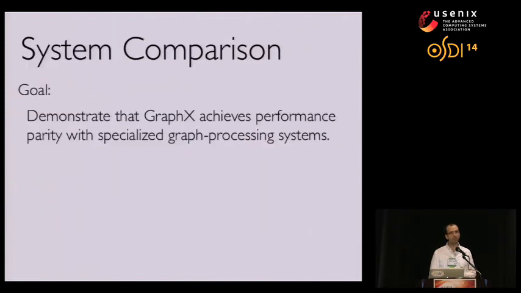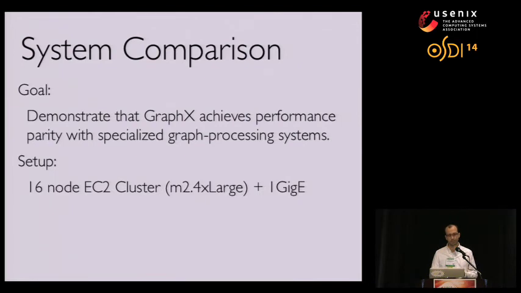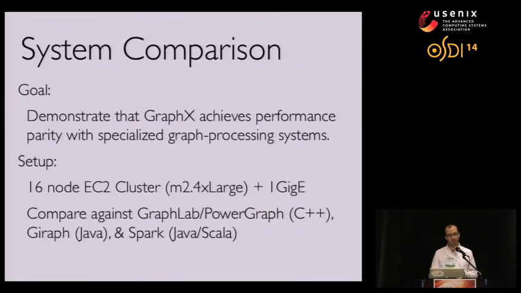All right, so finally, I want to talk about our system comparison. So the goal of the comparison was really to show that GraphX can achieve parity with these specialized graph processing systems. And to do that, we used a 16-node EC2 cluster, and we compare against GraphLab PowerGraph, a C++ API, Giraph, a Java framework, and Spark, a Java or Scala-based framework.